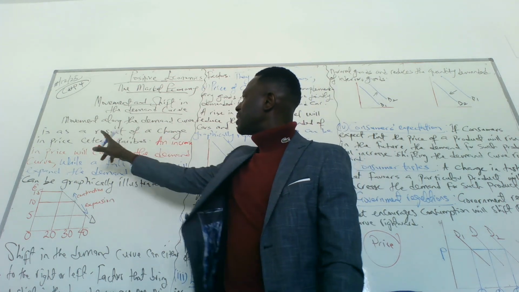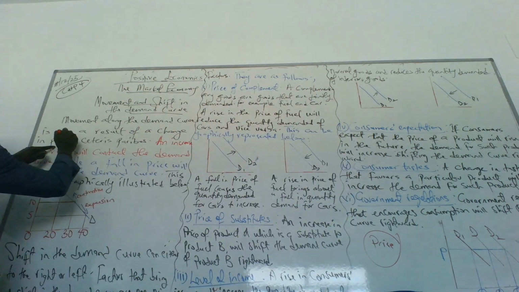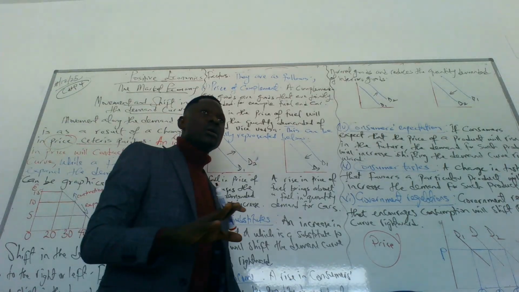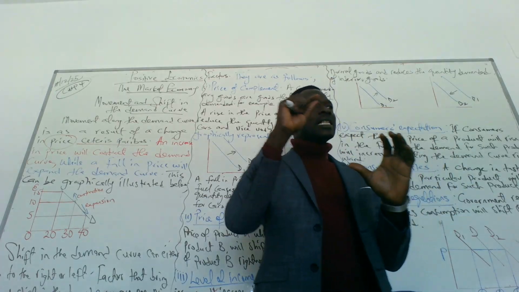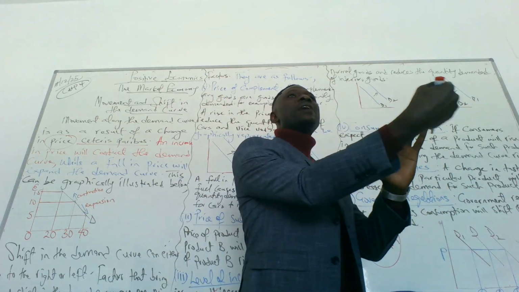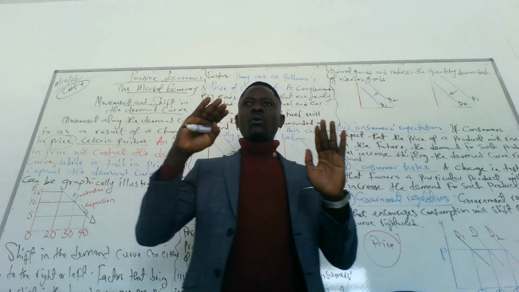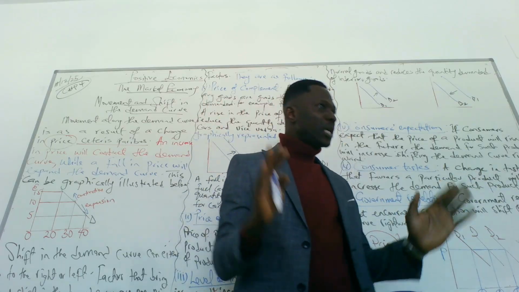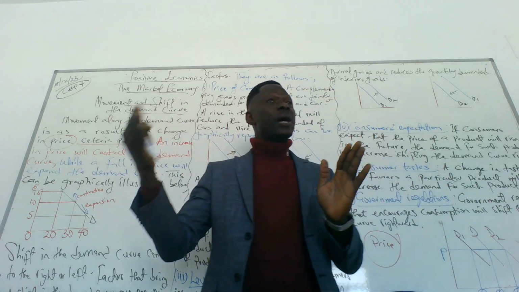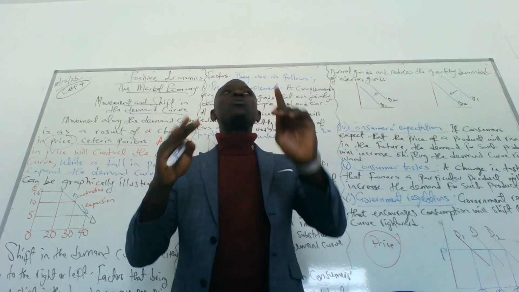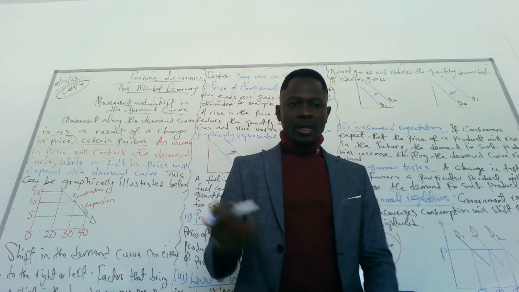Movement along the demand curve is as a result of a change in price. Ceteris paribus, all things being equal. So it simply means that there's a change in price. Other factors that could affect demand remain the same. One variable would not affect other variable. So if there's a change in price, it is assumed that other factors that could affect your demand would not change.